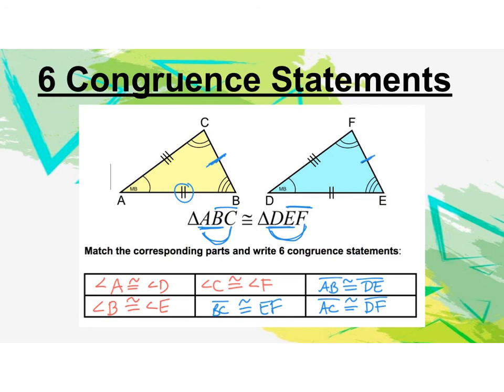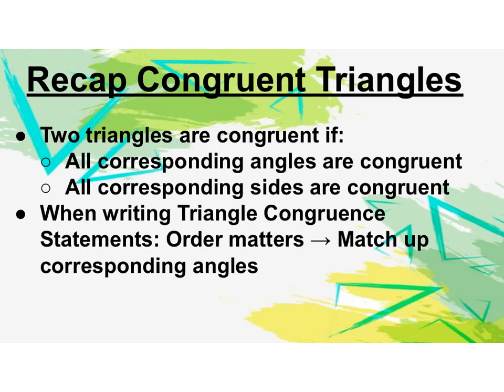Order matters. So 2 triangles are going to be congruent if all the corresponding angles are congruent and all the corresponding sides are congruent. When you write your triangle congruent statement, make sure you're matching them up because order matters. Nice job.